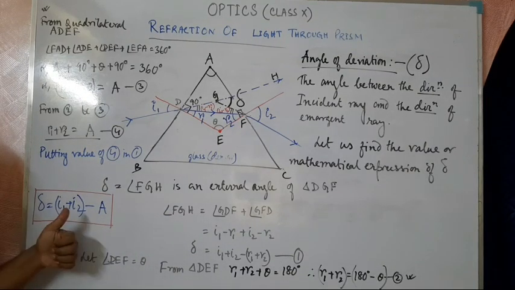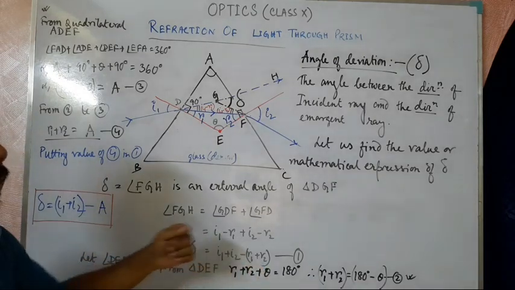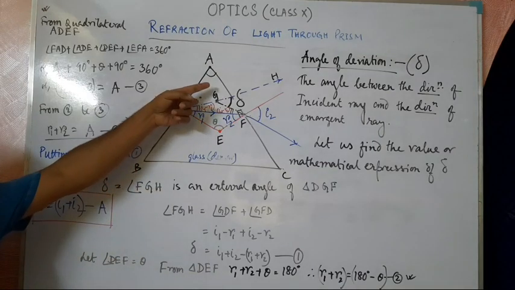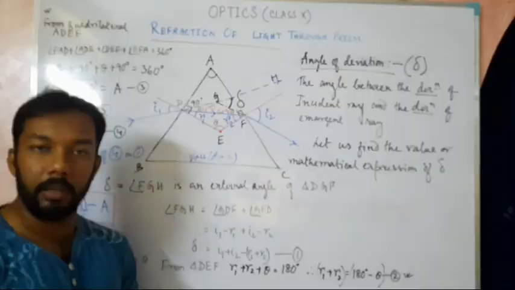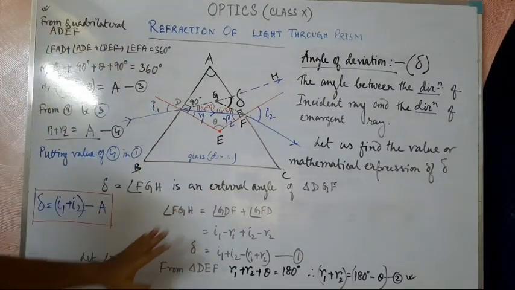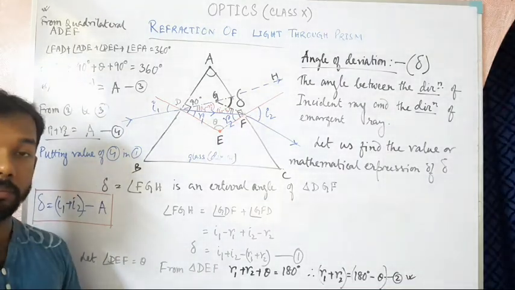I1 we know, I2 we know, and even A, which is the substitution of R1 and R2, is also known, because that should be provided by the manufacturer of the prism. So this is the total derivation of the angle of deviation produced in the prism, and it is a very important derivation in terms of exams.